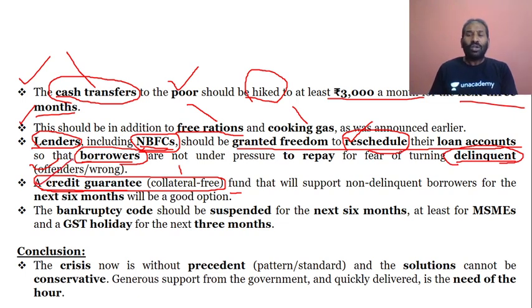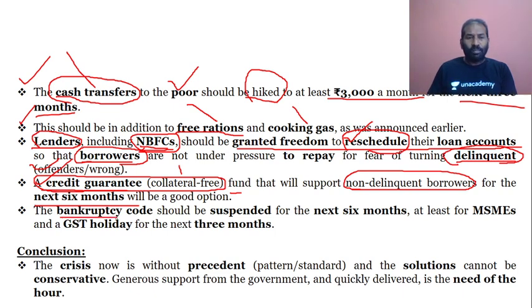Please understand, in this case it is for the non-delinquent borrowers, that means those who are not offenders. Delinquent means offenders. Non-delinquent means those who have been paying their loans on time. For them there has to be a credit guarantee that is collateral free, that means without providing any guarantee, for the next 6 months. So this is one of the measures.